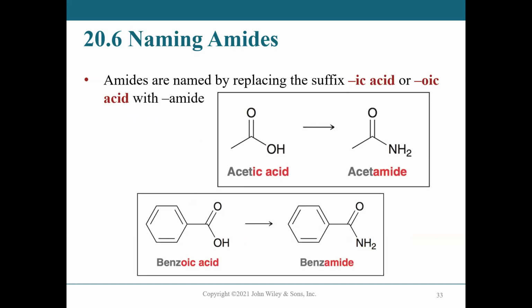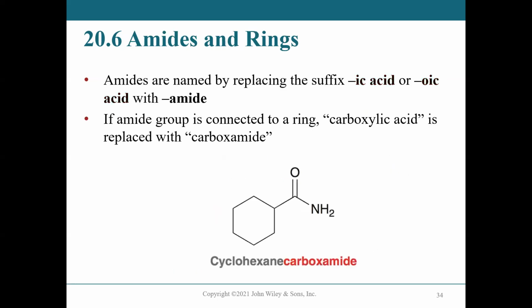Amides are named by replacing the suffix -ic or -oic acid with amide, so acetic acid becomes acetamide, benzoic acid becomes benzamide. Amides are named by replacing the suffix. So we have cyclohexane carboxamide.